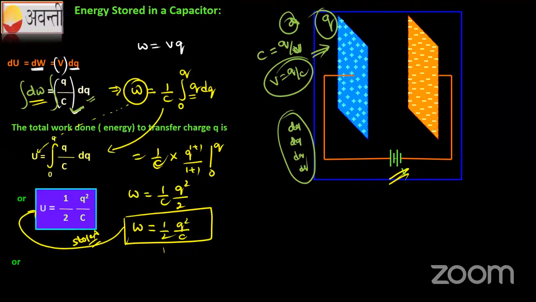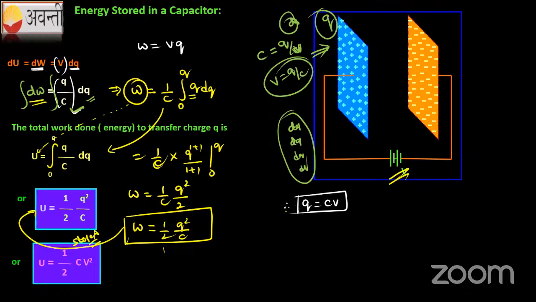We know that Q is equal to C into V. This is the capacitance equation. If I put this into the equation, the work done, or total energy stored, will become 1 by 2 times C square V square divided by C, since Q square is C square V square. Then C cancels, and the remaining is 1 by 2 C V square. This is also an equation for electrostatic potential energy.